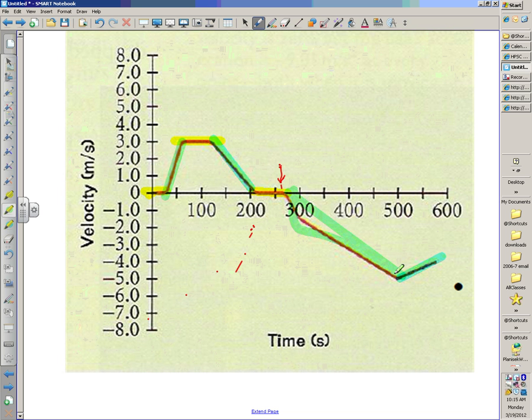During the green sections, I'm speeding up because that graph is moving away from the x-axis, away from zero. Okay, does that make sense?